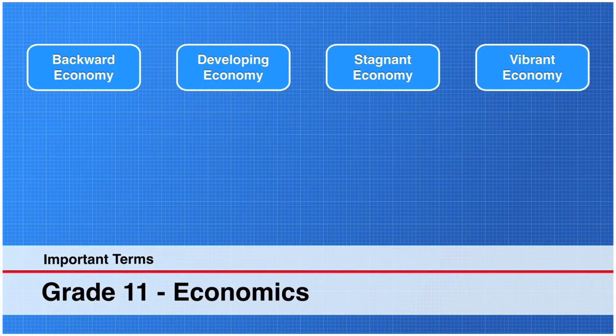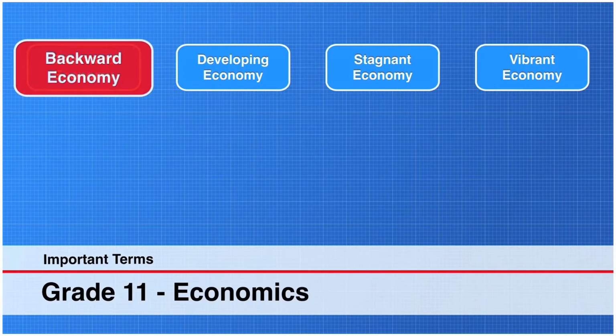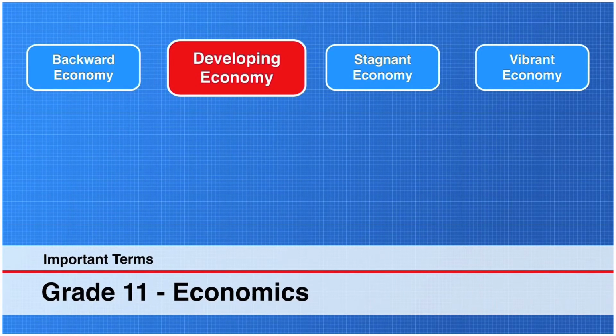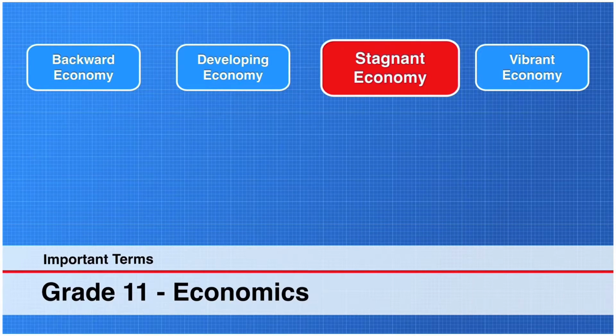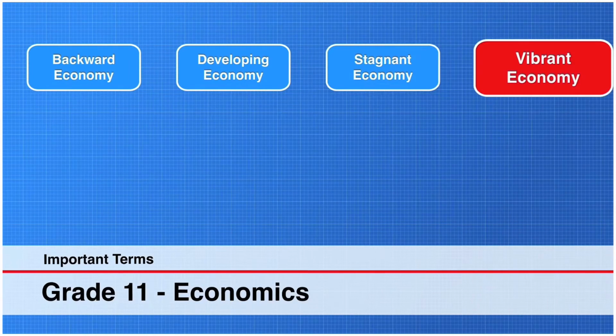Okay, and let's get started right away in this textbook. But the first thing we want to do, before we take a look at the details of Chapter 1, which is entitled Indian Economy on the Eve of Independence, is have a firm understanding of the four key terms in this first chapter. They are a backward economy, a developing economy, a stagnant economy, and a vibrant economy.